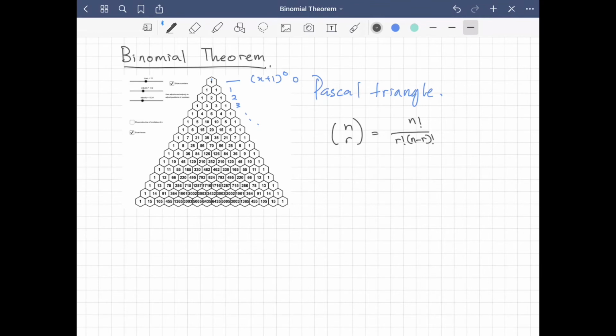For example, we want to find the fifth row, third column. So the fifth row, third column here is 1, 2, 3, 4, 5, then 1, 2, 3. So the answer is 10. We can also just use the formula. We use the calculator to calculate 5 factorial over 3 factorial and 5 minus 3 factorial. Then you get the answer, which equals 10.